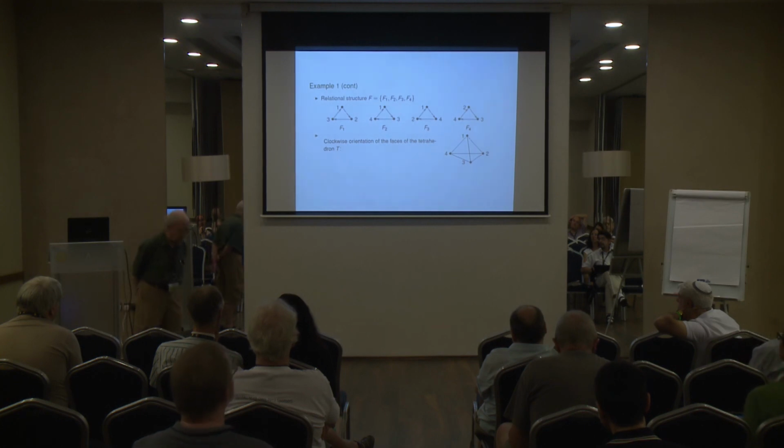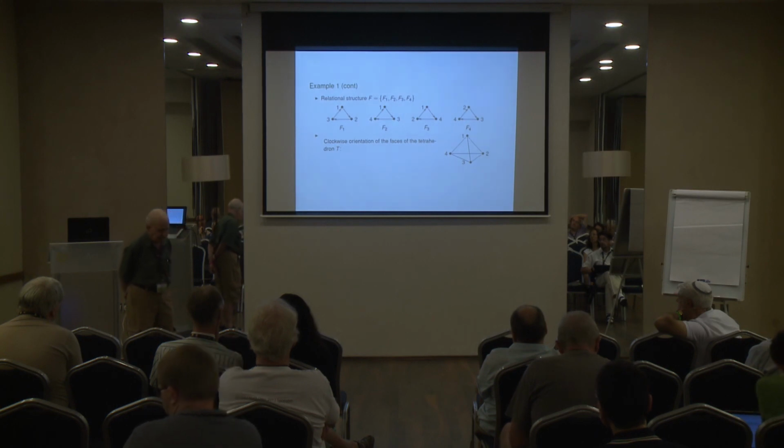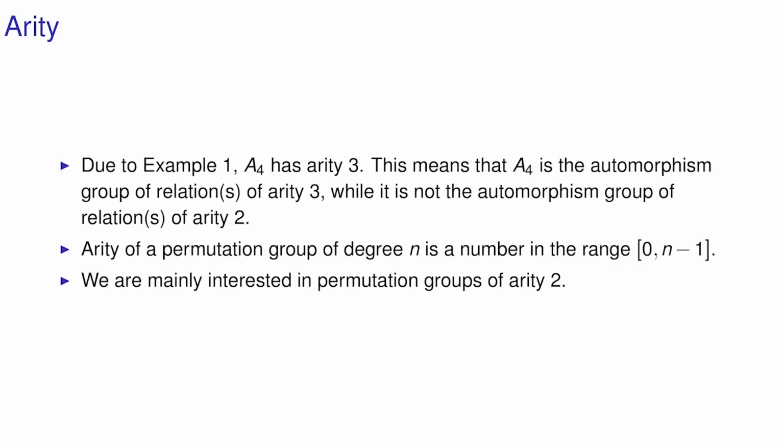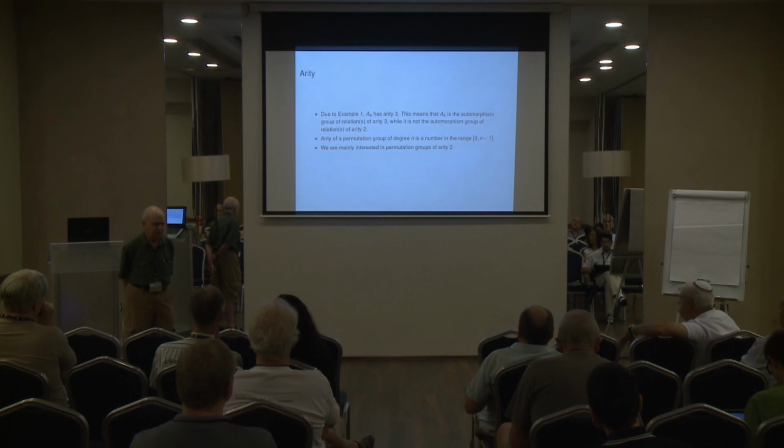The idea, if one thinks about the orientation of the tetrahedron simultaneously, right or left, here I was talking about right orientation, but I consider this as a relation of arity 3. And then, in my eyes, A4 is the automorphism group, the permutation group, which preserves this relation. And in our language, this means that A4 has arity 3. And the arity of a permutation group is a number in the interval from 1 to n minus 1.